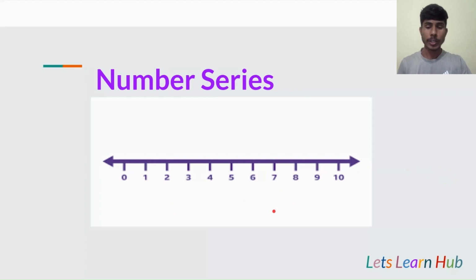And one thing to be noted here: any number on the number series will be more than all its previous numbers. That means if we consider the number 5, 5 will be more than all numbers from 0 to 4. And if you consider the number 6, 6 will be more than all numbers from 0 to 5. That means if we choose any number, it will be more than all its previous numbers. Okay, that is the number series.